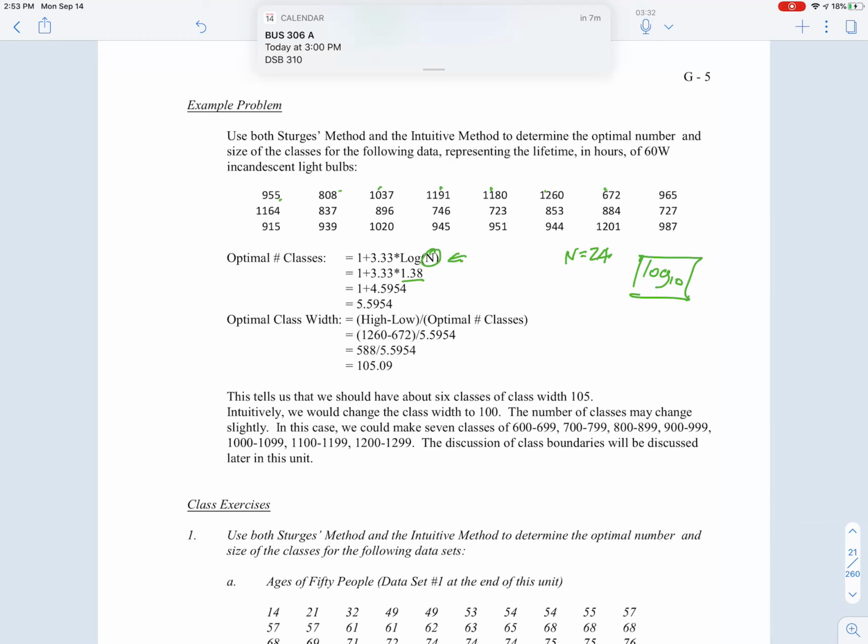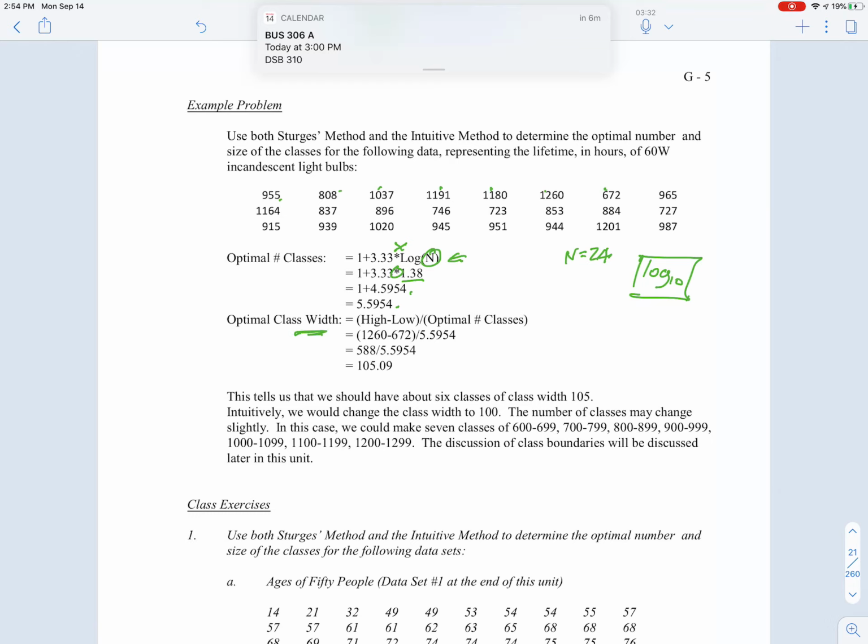All right, now let's take a look at the rest of this. Remember, by the way, this star here means times, and the star or asterisk is used in Excel to mean multiplication. So you do the multiplication before the addition. So it'll be 3.33 times 1.38 is 4.59, plus 1 is 5.593. One thing that I suggest is that you don't round this number if it's going to be used in another calculation. So we'll still need that for the next calculation here, which is the optimal class width.